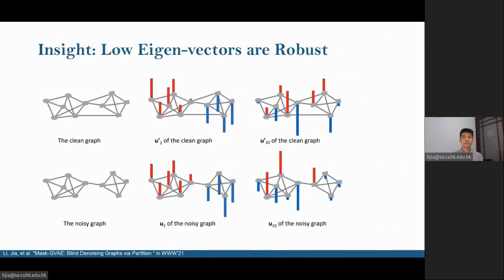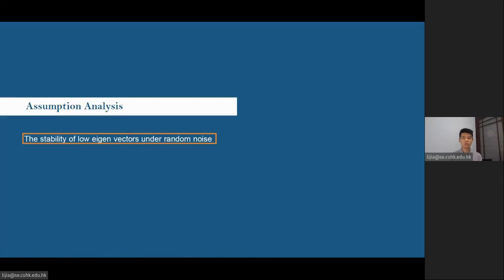Our work drew great inspiration from one observation: low eigenvectors of the Laplacian matrix are robust to random noise. This example shows that if we generate a noisy graph by randomly cutting two edges from the clean graph, then the low eigenvectors of the Laplacian matrix will be robust, while the high eigenvectors change dramatically. We check the stability of low eigenvectors under random noise.